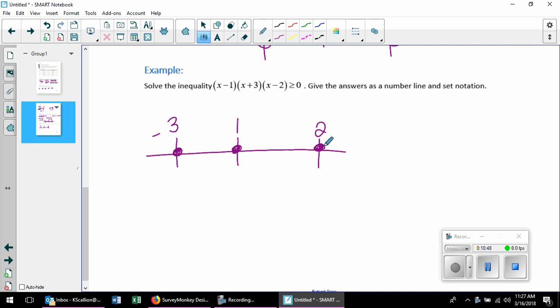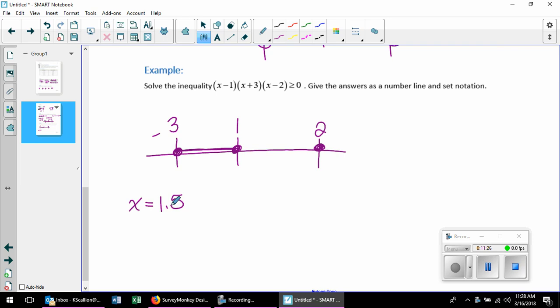So if I substitute 0 in everywhere I see x, negative 1 times positive 3 is negative 3. 6 is greater than 0, so it's true. So these two are going to be connected. Now I'm going to pick a value in between 1 and 2. 1.5. Okay. I'm not actually going to do math. I'm going to do positives and negatives because it's Friday and I'm living on the edge.